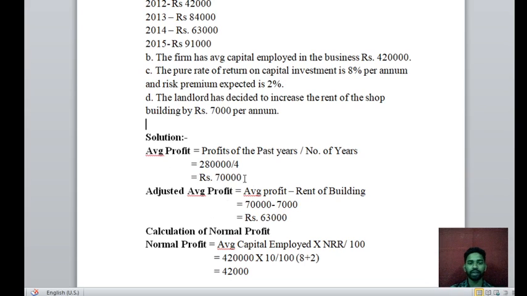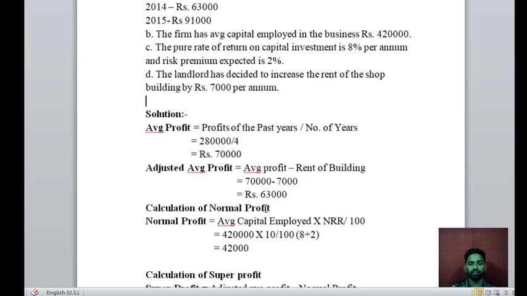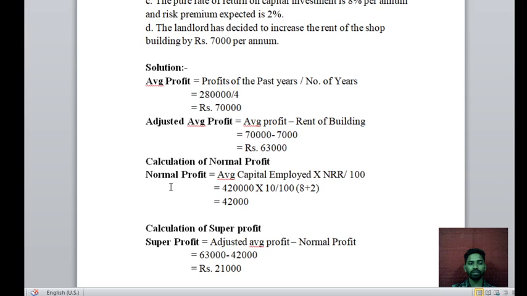Next, the adjusted average profit. The average profit is 70,000. From this 70,000 we have to minus the rent of the building, 7,000. The remaining is rupees 63,000, the adjusted average profit. Now we calculate the normal profit. The formula is average capital employed into normal rate of return divided by 100. The average capital employed given in the problem was 4,20,000.